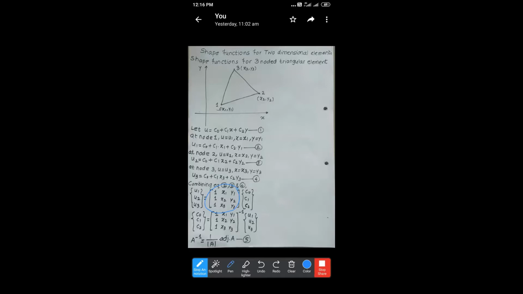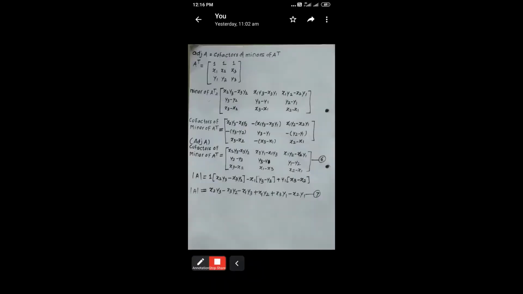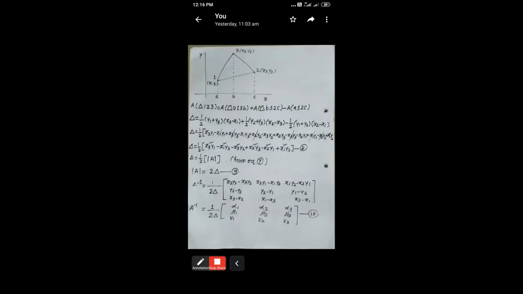And after taking the mod of that matrix, you need to multiply it by half. So you will get the area, right? Is it okay or not? Let me know.